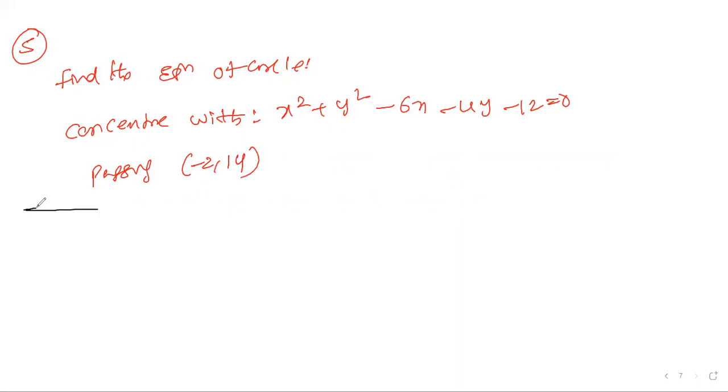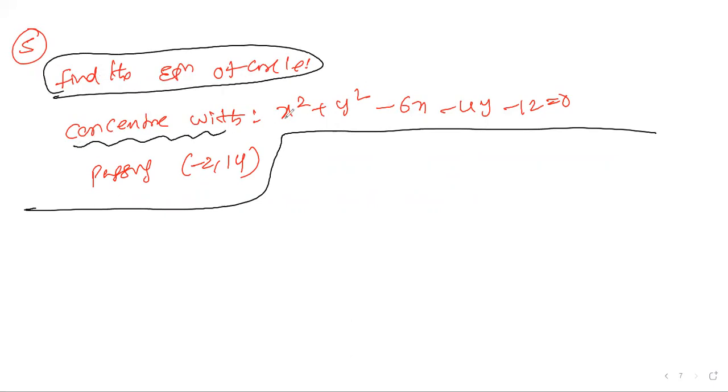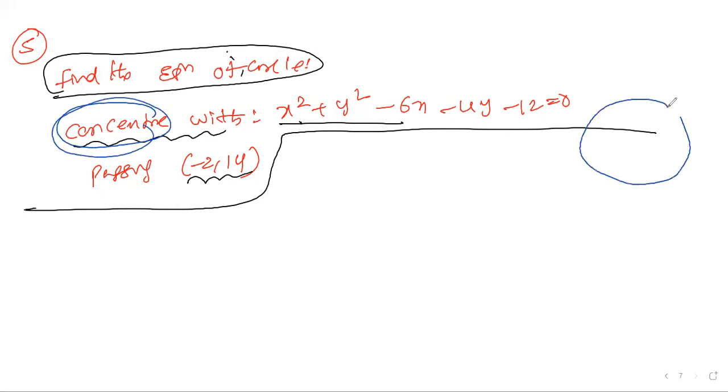First, read the question very clearly. They're telling us to find the equation of a circle. It's okay, we'll find it. The condition is that it is concentric with this circle. We are going to find a circle that is concentric with this circle and passes through (minus 2, 14). First of all, you need to understand what concentric means. Concentric means this is one circle with center C, and we have another circle with the same center, one inside the other.